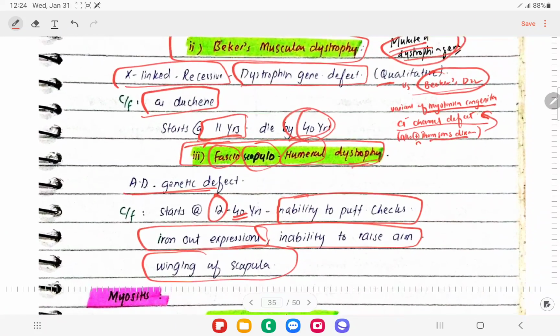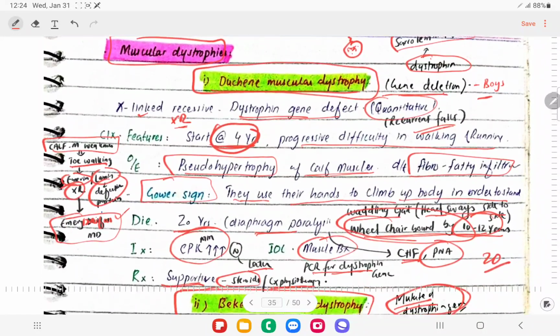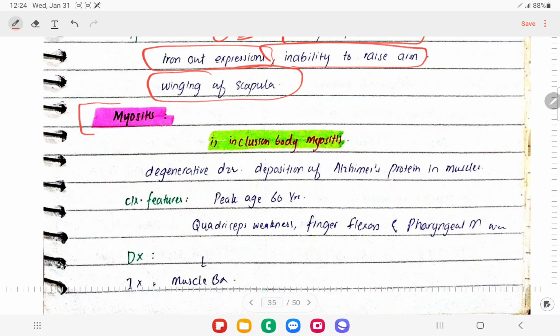So I think I have covered the muscular dystrophies in this video. So the next disease is the myositis. In these patients, the patient is going to have the muscular weakness. Along with that, if we palpate the muscles, there will be tenderness in these patients, or they're going to have the pain at rest, right? So I'm going to talk about myositis in the next video.